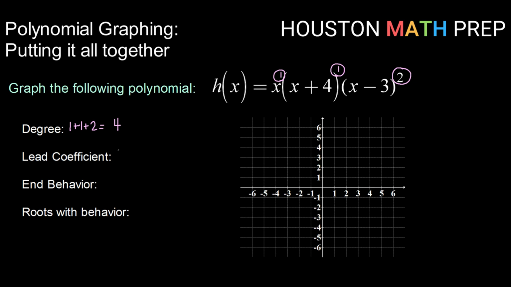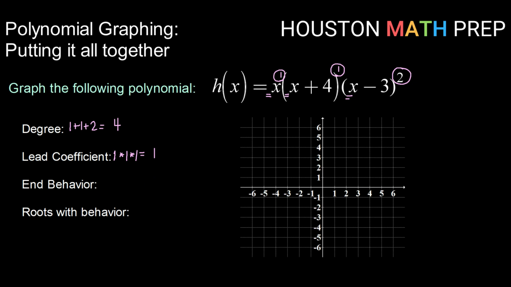For my lead coefficient, again, we're very used to looking at the highest power of x term and just taking our coefficient from there. But since we don't have our polynomial in standard form, we can just look at the product of all the coefficients of x. So here I have 1x. Here I also have 1x. And here I also have 1x. So 1 times 1 times 1 gives me a positive 1 as my lead coefficient.